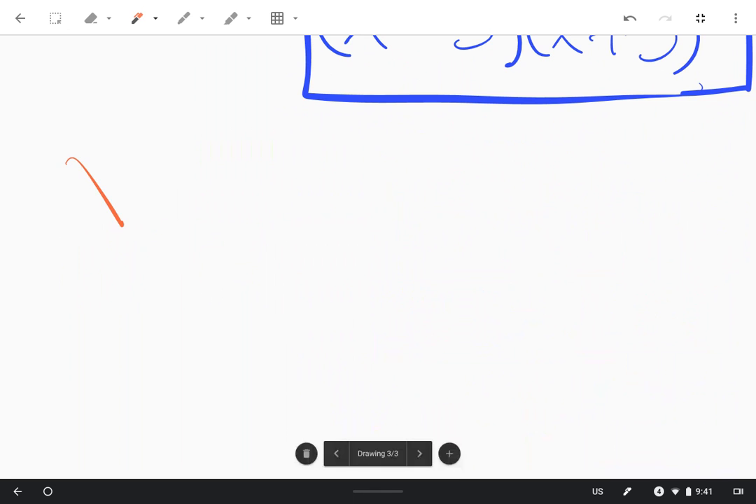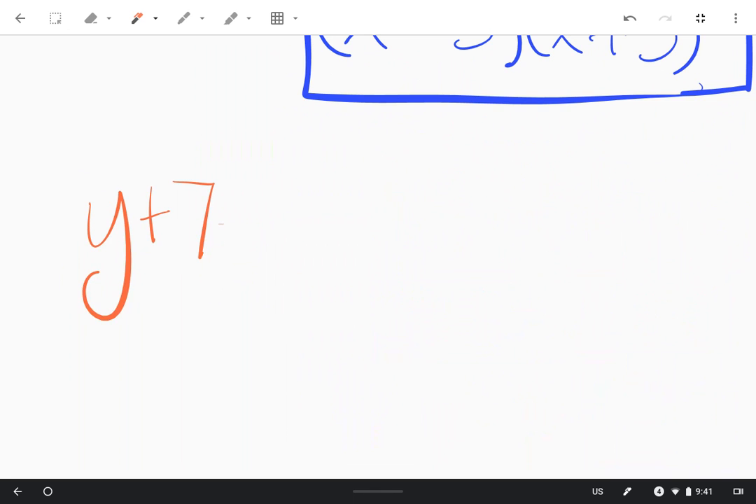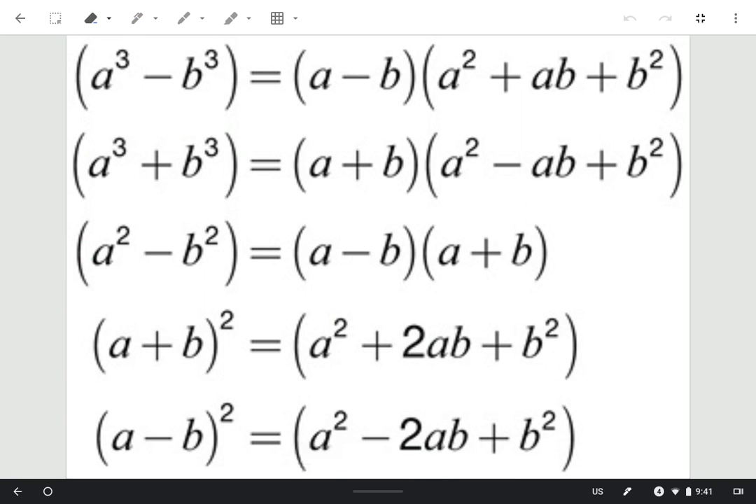Let's do a different letter just to mix it up. So let's say I have y plus 7 squared. Okay, so I've got a different situation again. I'm now looking at this right here, a plus b squared. And then I have my pattern right here.